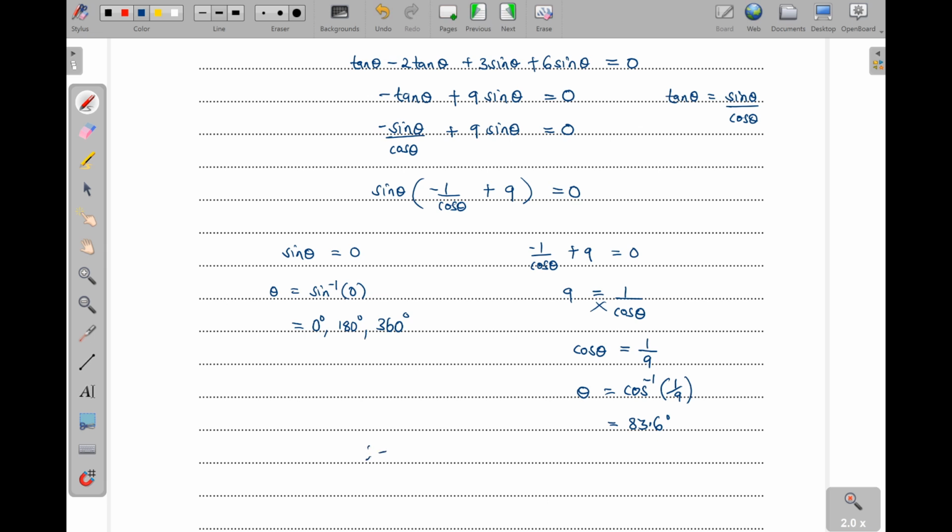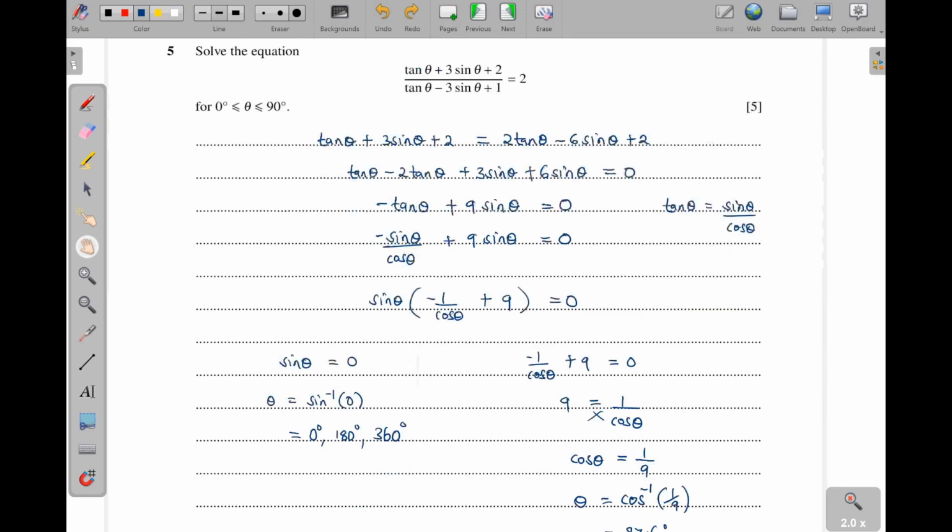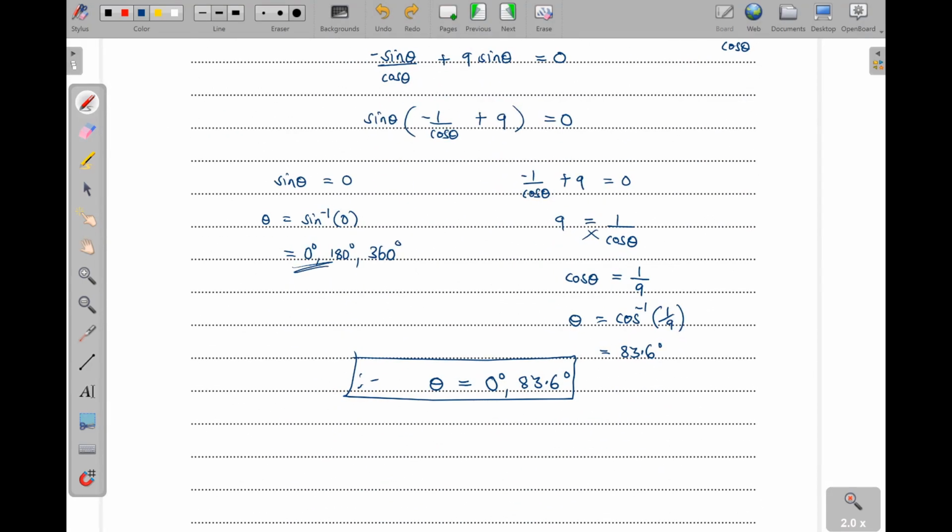So therefore, the two answers that I can have, theta is going to be equal to, here I can pick a 0, and then I'll take this one here. That is 83.6 degrees. Remember they said from 0 to 90 degrees. 0 is inclusive and also 90 is inclusive. So that's why I'm picking a 0 here. Okay, so that is that.